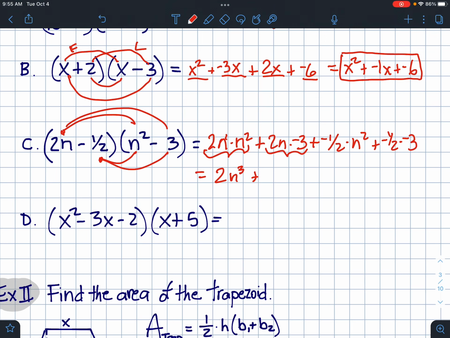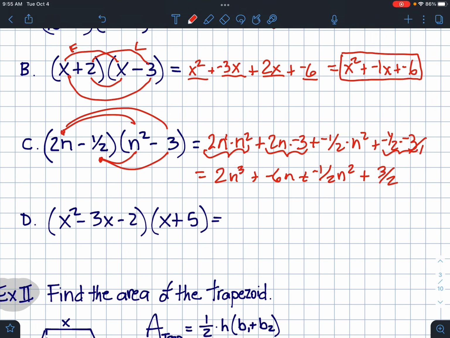2 times negative 3 is negative 6n, plus 1/2 n squared, negative. And then lastly, negative times the negative is a positive. So this is 3 over 1. So we multiply those together and we get 3 over 2.